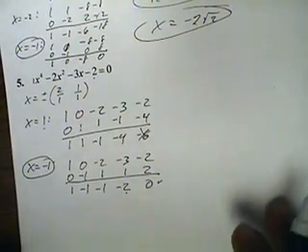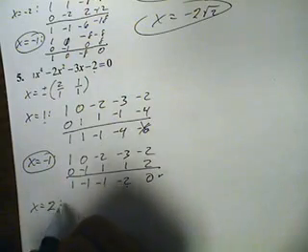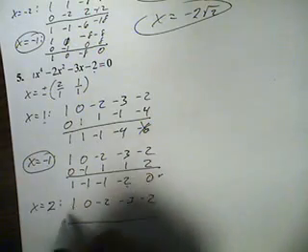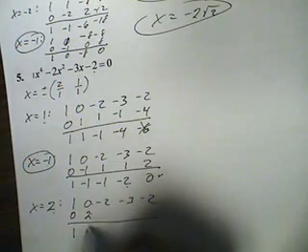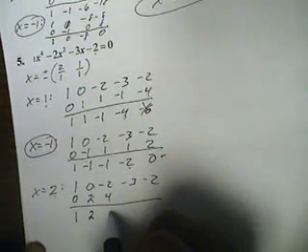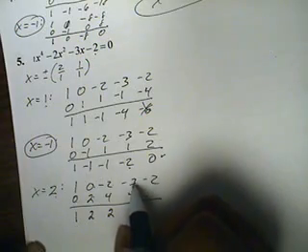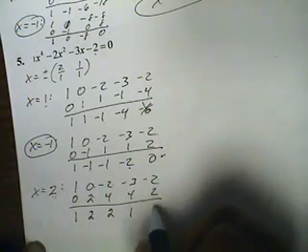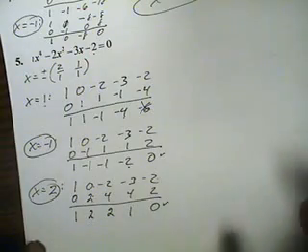Okay. Let's try for another solution. Let's try x equals 2. So 1, 0, negative 2, negative 3, and negative 2. 0. 1 and 0 make 1. 1 times 2 is 2. 0 and 2 make 2. 2 times 2 is 4. Negative 2 and 4 make 2. 2 times 2 is 4. 4 and negative 3 make 1. 1 times 2 is 2. Negative 2 and 2 make 0. Aha. So this is another solution. So now we got 2 solutions.